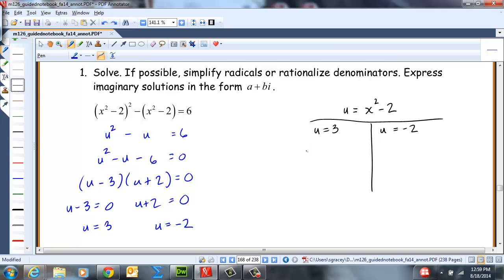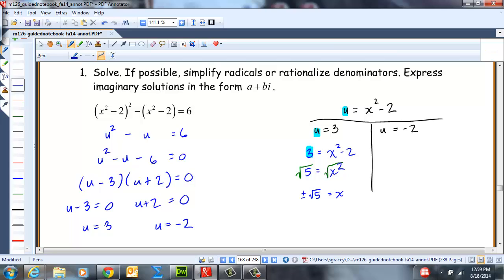So we'll get 3 is equal to x squared minus 2. Basically, wherever I saw a u, I put 3 in this one. Then, adding 2 to both sides, we get 5 is equal to x squared. And then, square rooting both sides, we get plus or minus root 5 is equal to x.